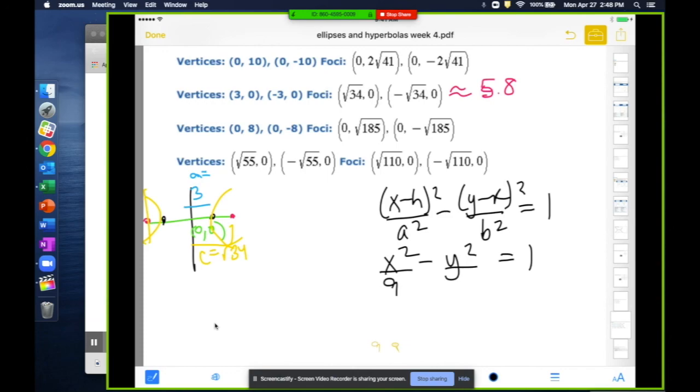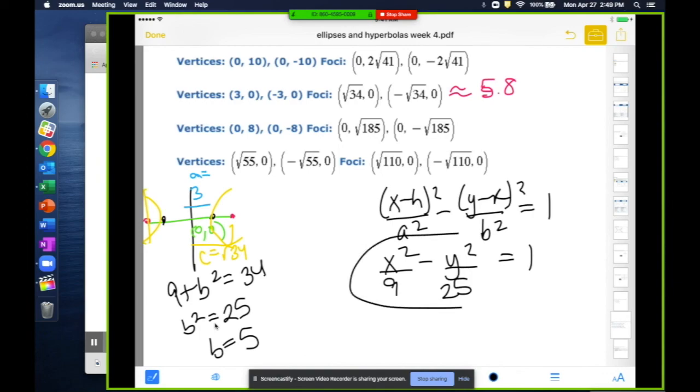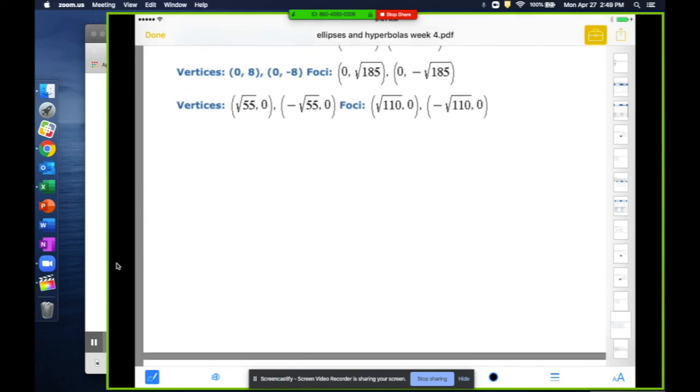So 3 squared is 9, so that's why I put 9 there. And then I'm going to go ahead and set up my a squared plus b squared equals c squared. So subtract 9 from both sides, I get b squared equals 25, and then the square root of 25 is just 5, but I really need just b squared, which is 25. And that's actually it.